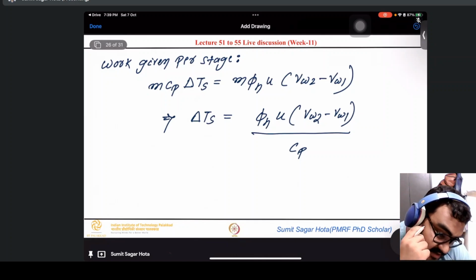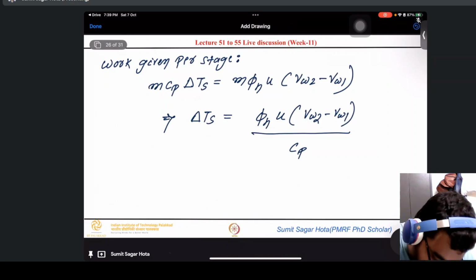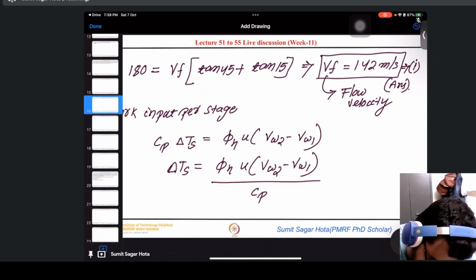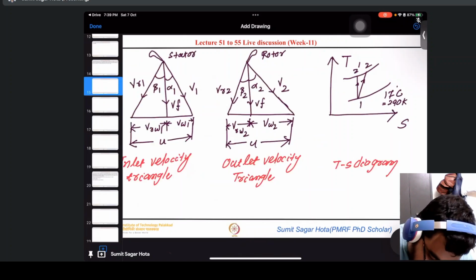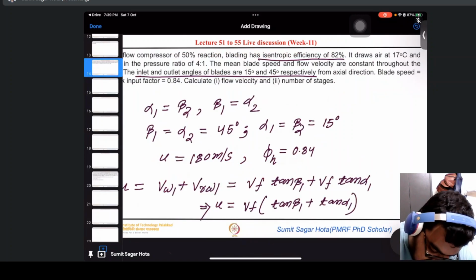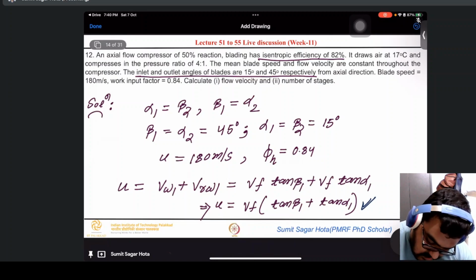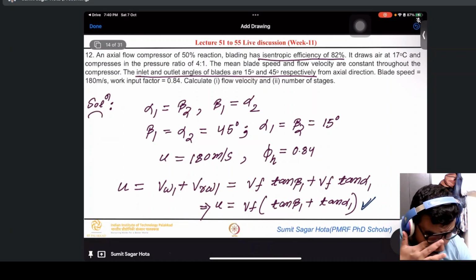First of all we know Vf, the axial velocity. We already solved it here. What is axial velocity? 180 divided by tan 45 plus tan 15. What is this 45 and 15? Beta 1 and beta 2. If you see this formula, U equal to Vf into tan beta 1 plus what? Tan alpha 1.